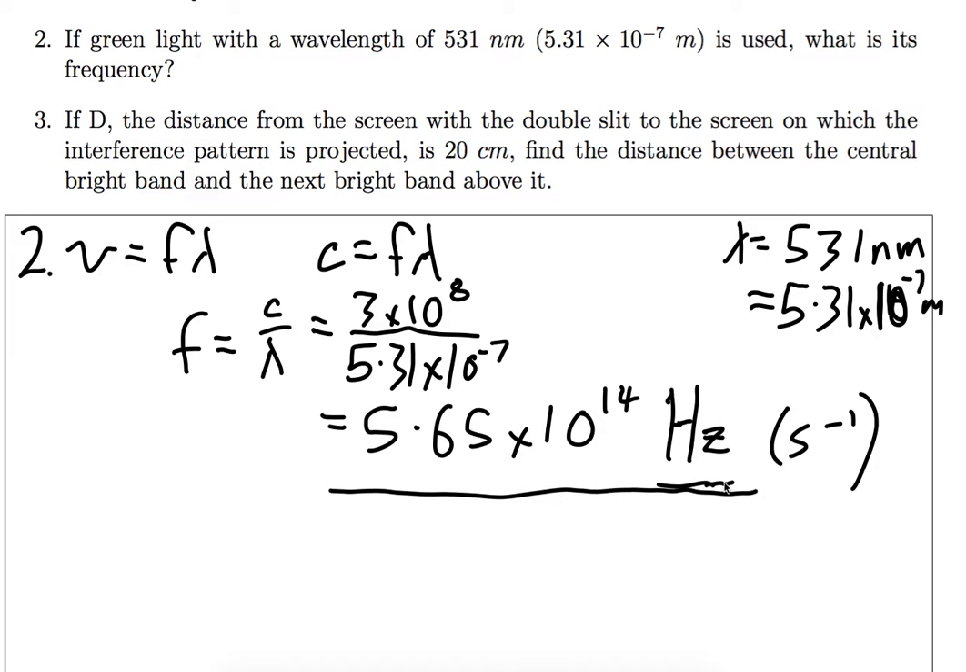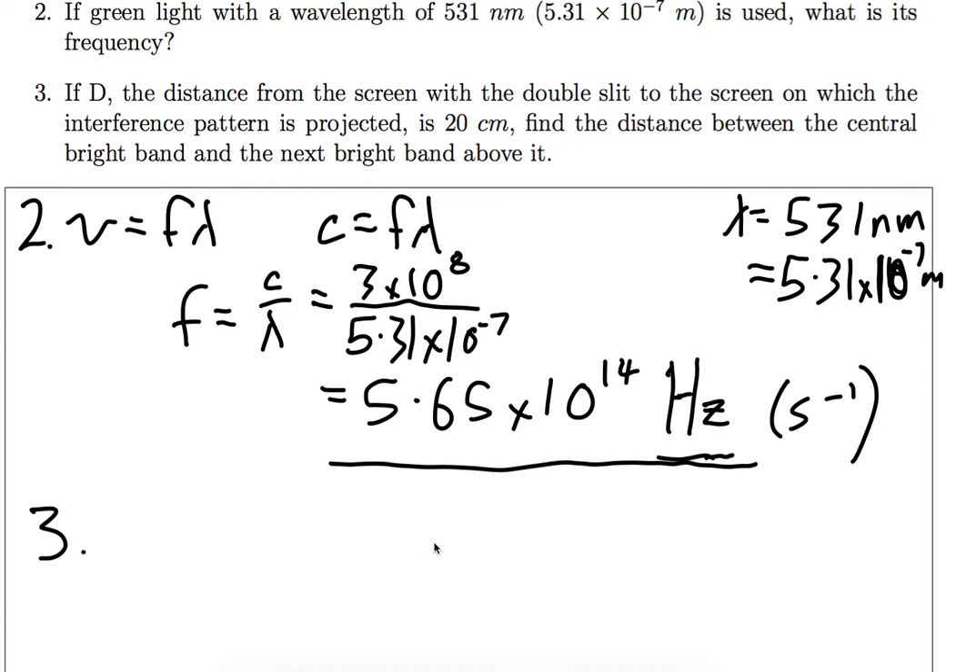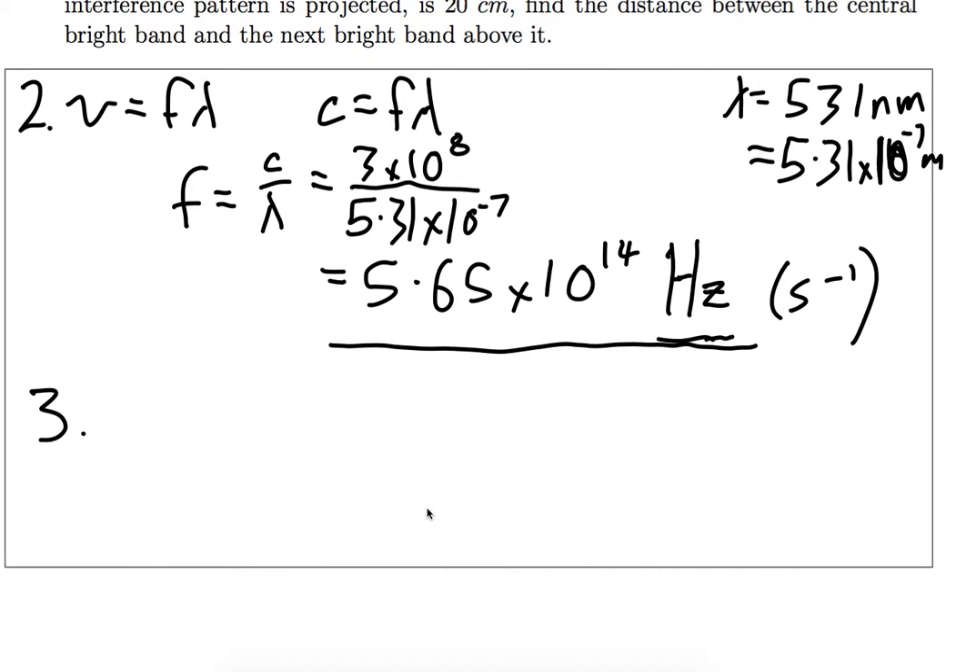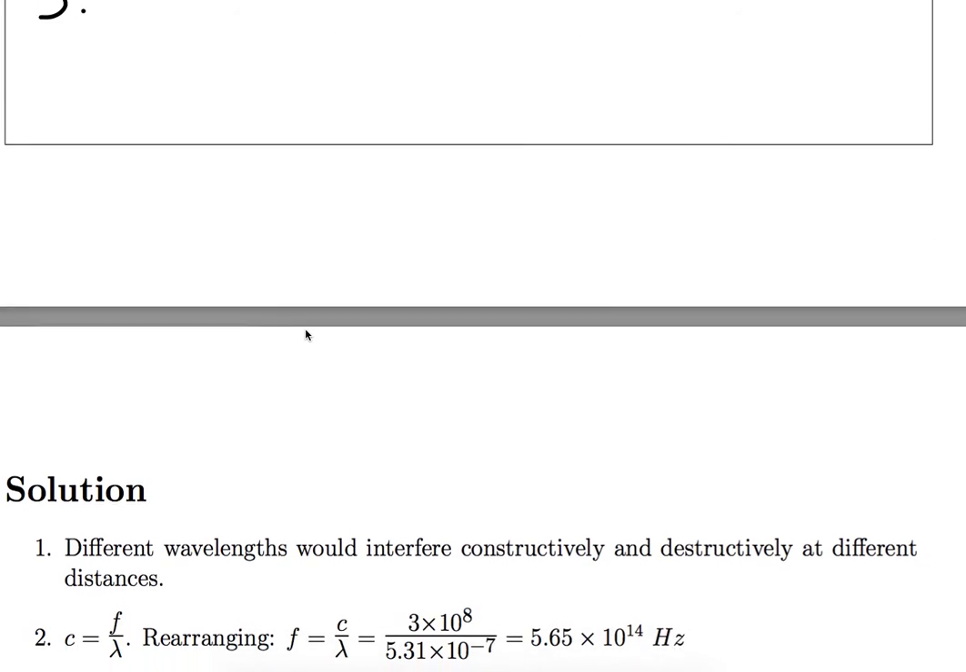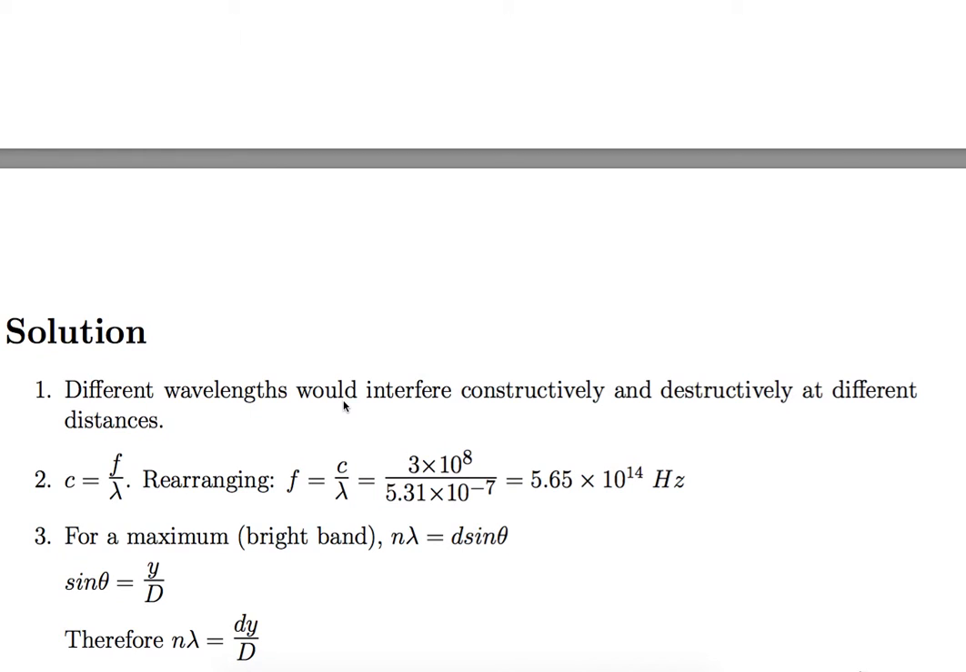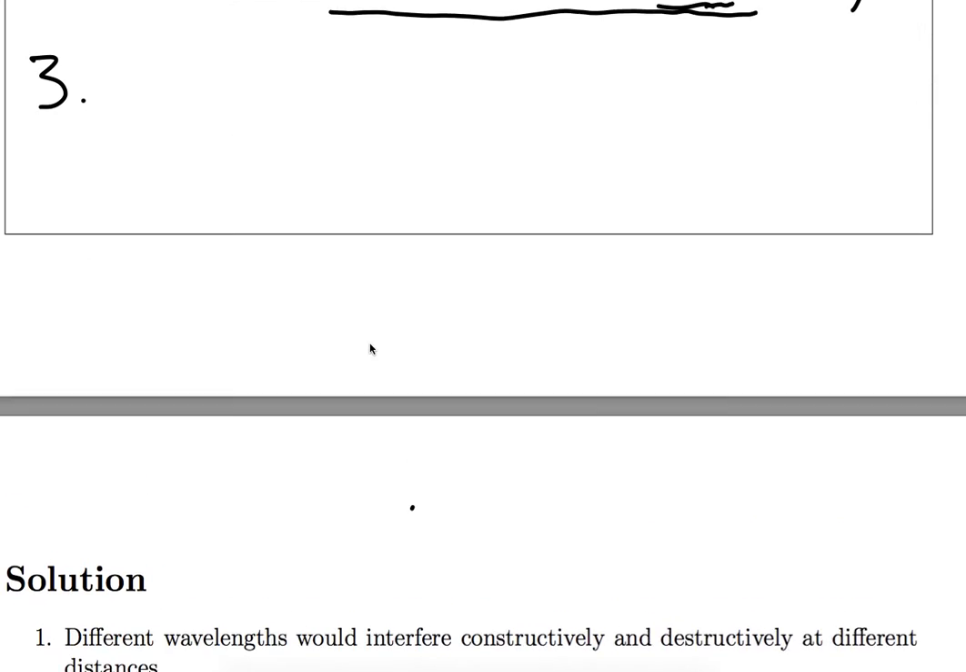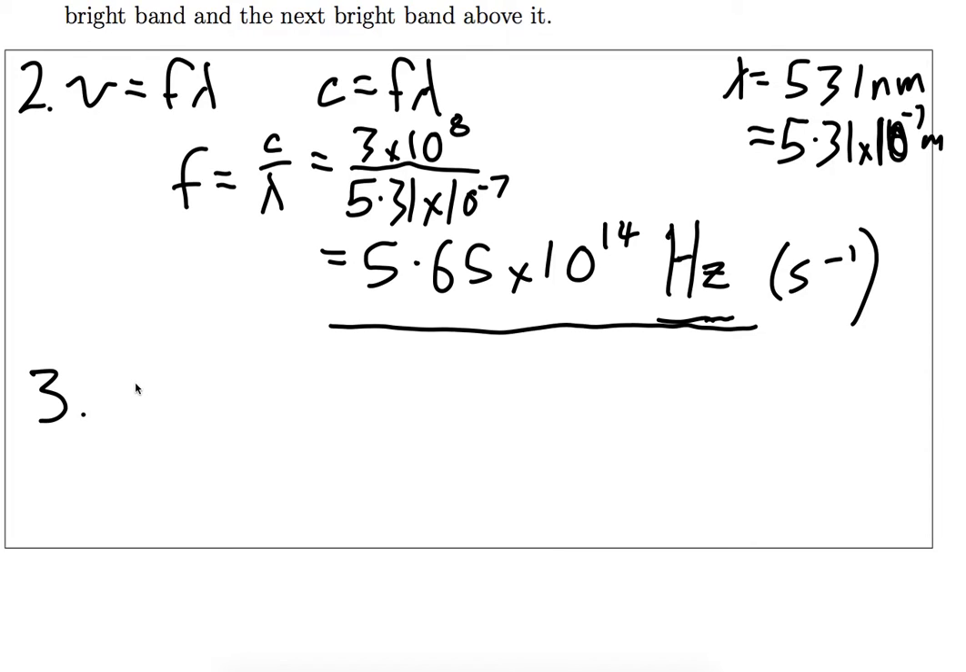Now the destructive interference, let's have a look. So part 3, we're asked if d, the distance from the screen to the double slit, is 20 centimeters, find the distance between the central bright band and the next bright band above it. We have an equation that we talked about in the lecture, which is that for a maximum, n lambda equals d sine theta. So n is just a number, it can be 1, 2, 3, etc.